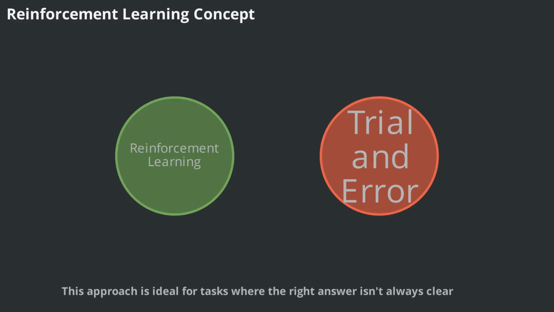This approach is ideal for tasks where the right answer isn't always clear, but success can be measured by accumulated rewards, like playing games or controlling robots.